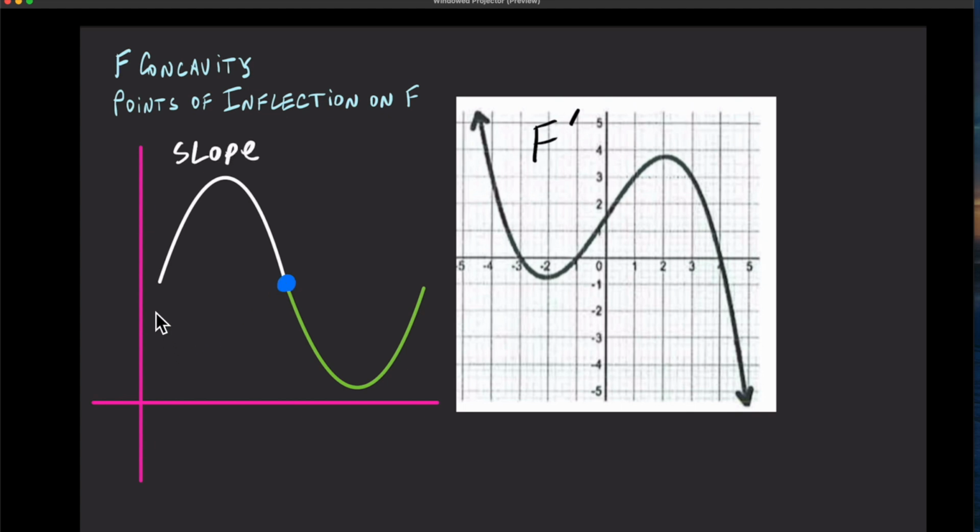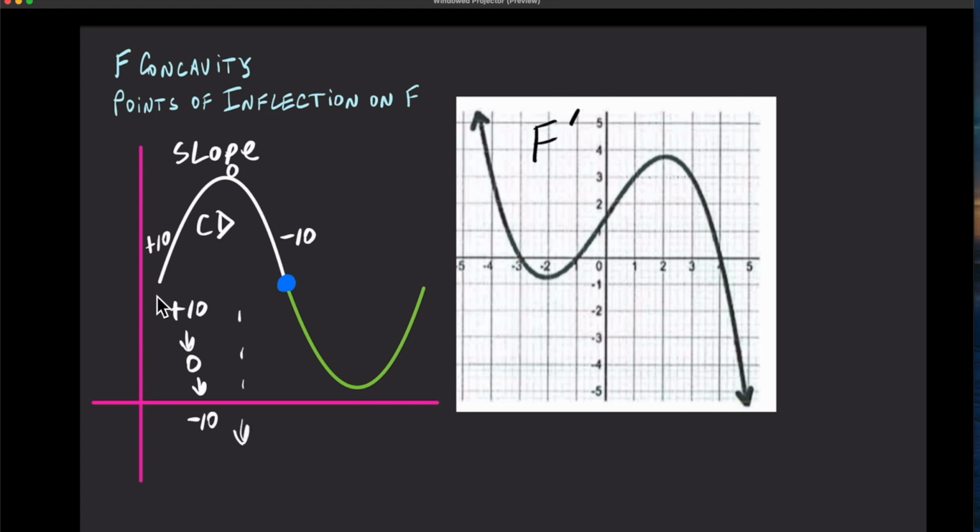Let's look at the slope. The slope here, we're going to just call that positive 10. It's positive and it's pretty steep. Then in this area here, it's at 0. Then the slope turns negative. So the slope is right here. Let's call that negative 10. So when the graph of f is concave down, what happens to the slope? It starts at positive 10, it goes to 0, and then it goes to negative 10. In summary, the slope of the graph of f in any concave down interval is decreasing.